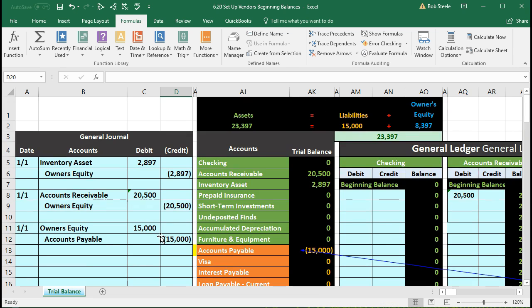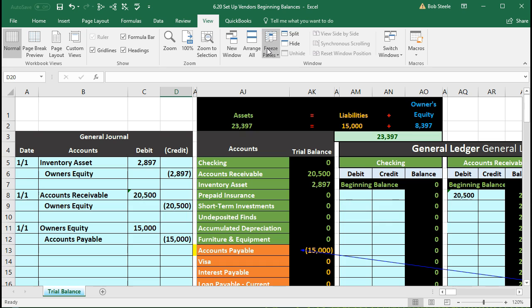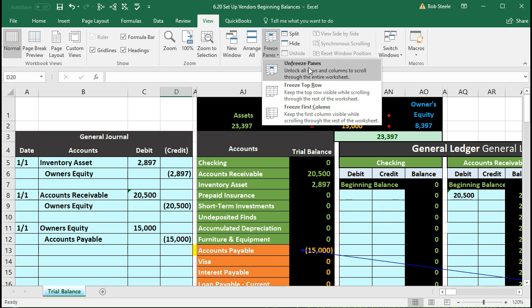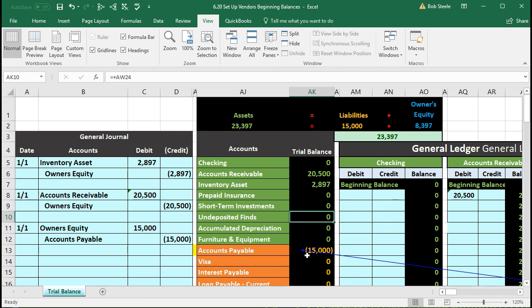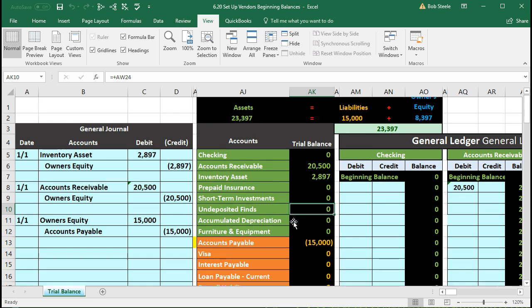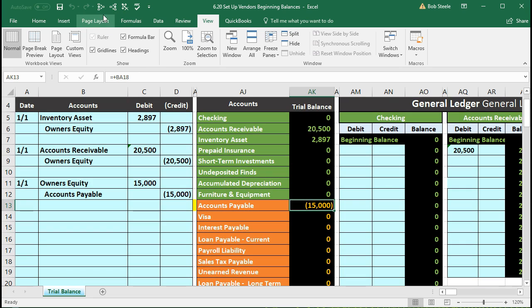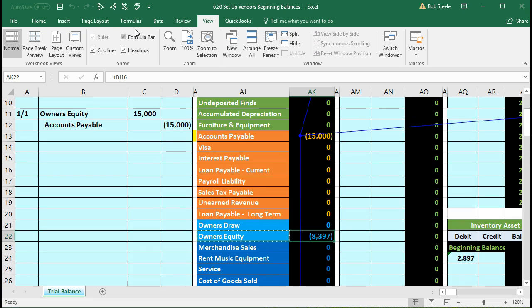I'm going to turn off the split features. So if we go to the View tab and go to Freeze Panes, we're going to unfreeze the panes and then go over to the financial statements. Well, let's do this first. I'm going to undo these and just point to the fact that this should be going now to the financial statements. So that's going to the financials, and this is going to the financials. And that's how the financials are generated.